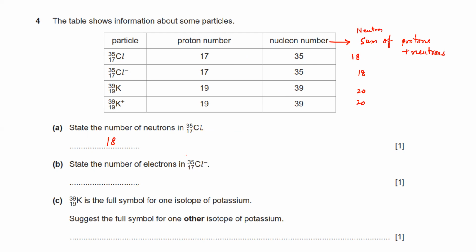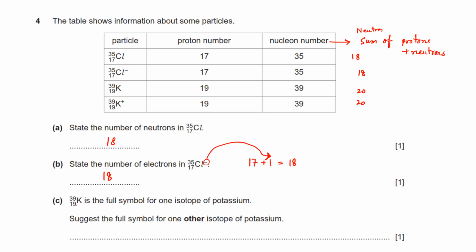So number of electrons, remember, the number of electrons is same as number of protons. So the proton number is 17, so the electrons will be 17. But remember this negative sign. It means that it has gained one electron. So the number of electrons will be 17 plus 1, 18. So the 18 electrons will be there, coming from this negative sign.